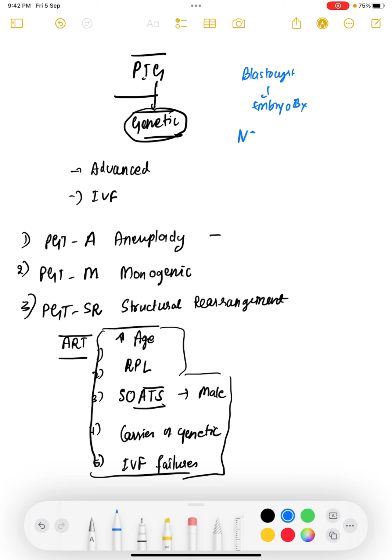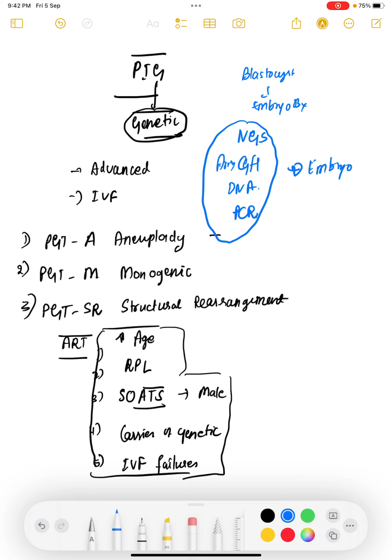You can do next generation sequencing, or you can do chromosomal array CGH, array comparative genomic hybridization, or you can do DNA testing, or even PCR. All of these tests you can do, and then you will select the genetically normal embryo, and then you will transfer this normal embryo.